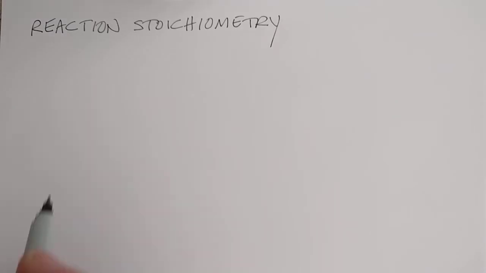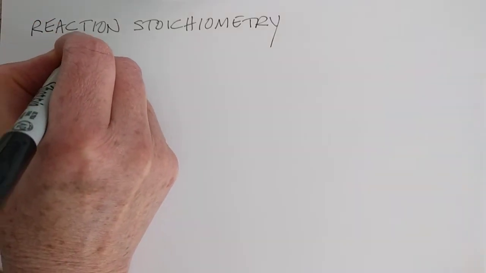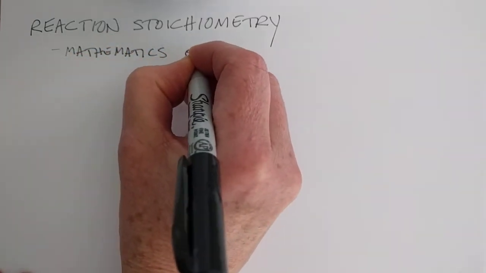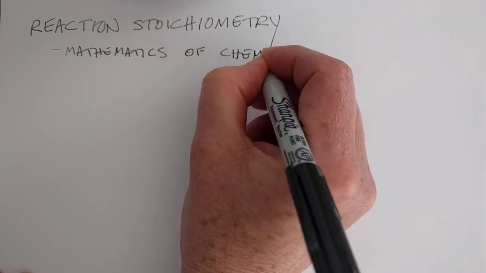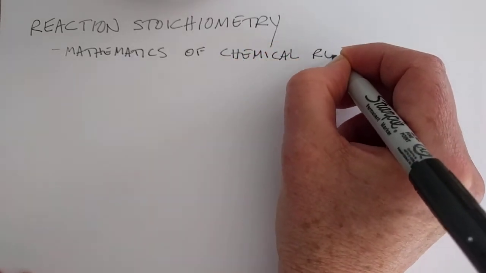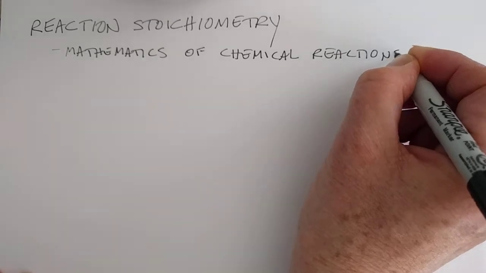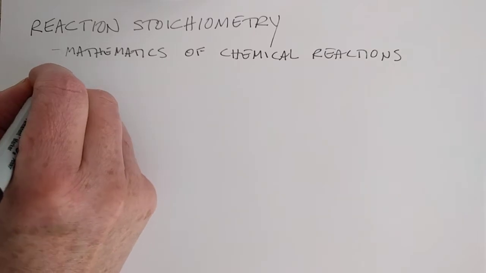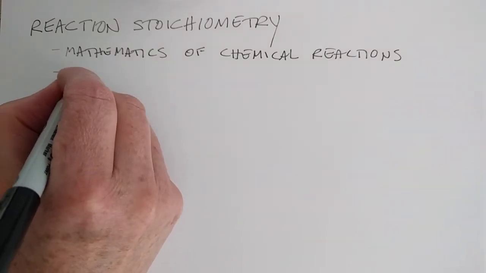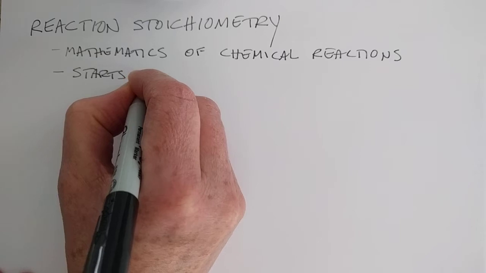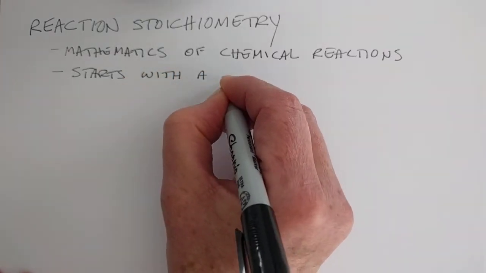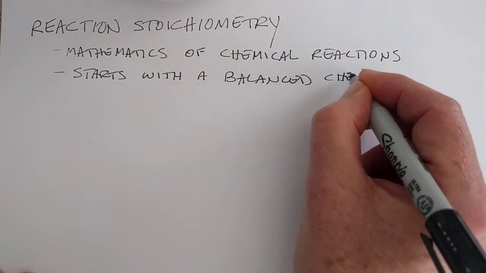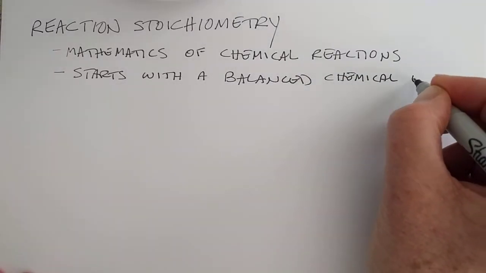Reaction stoichiometry is the mathematics of chemical reactions. We've done the mathematics of chemical compounds. Now we're going to do the mathematics of chemical reactions. To be able to do that, you must have a balanced chemical equation. So it starts with a balanced chemical equation.